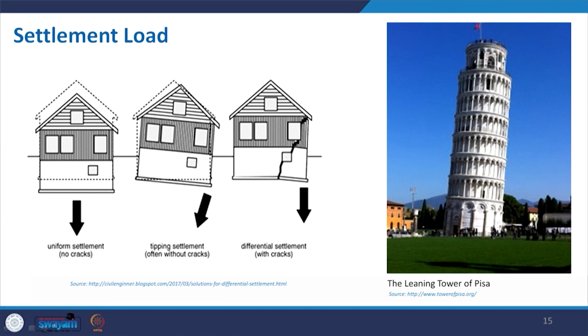So, this is the settlement load. As I mentioned, if it is uniform settlement, your building will settle, and all buildings settle very slowly if the soil is not compact.